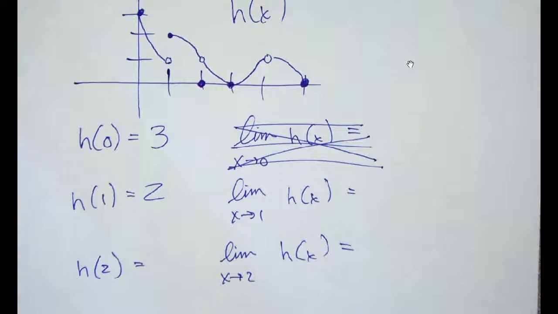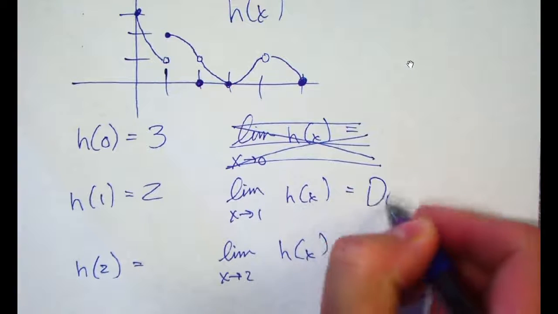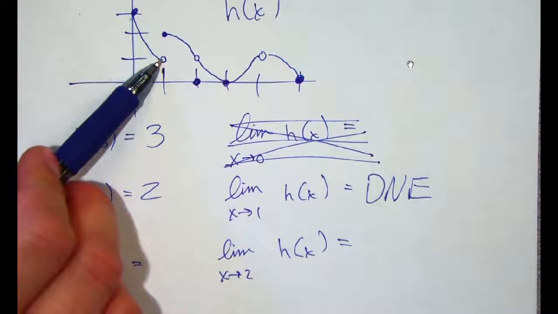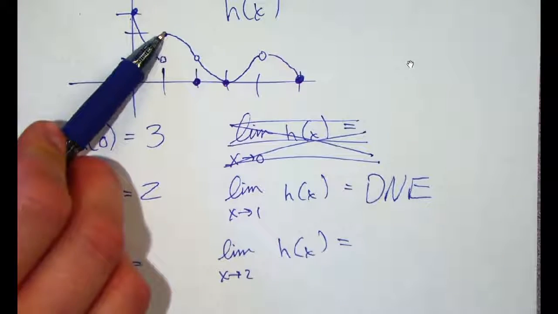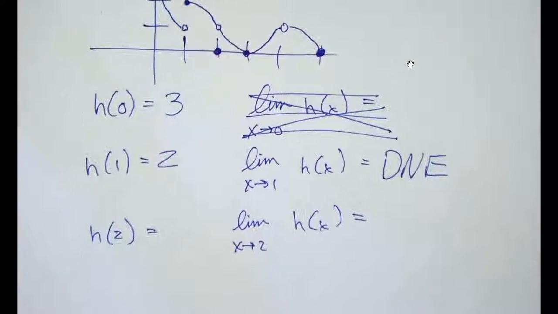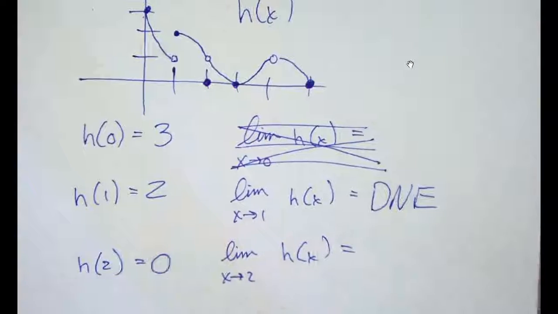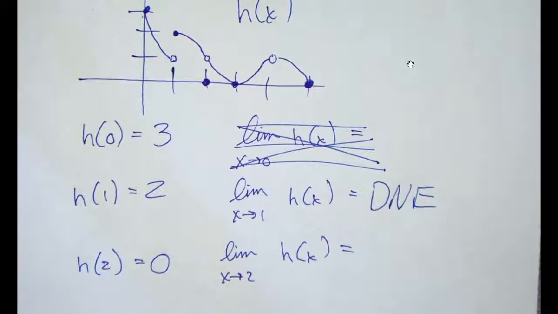Yep. Why? So if I asked you the limit from this side, what would it be? 1 from this side? It would be 2, and that's different, so it does not exist. Calling someone. Lauren, what's h of 2? 0. How come? Because that's where the closed dot is. Calling someone. Casey, what's the limit as x approaches 2?